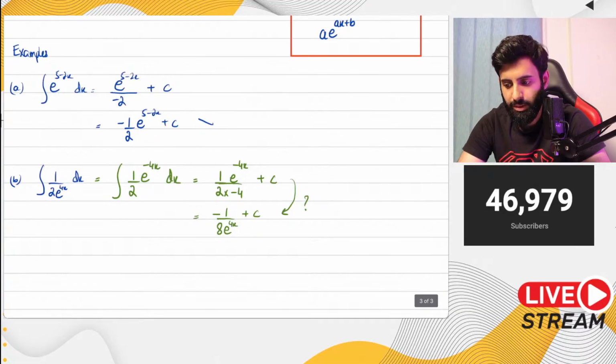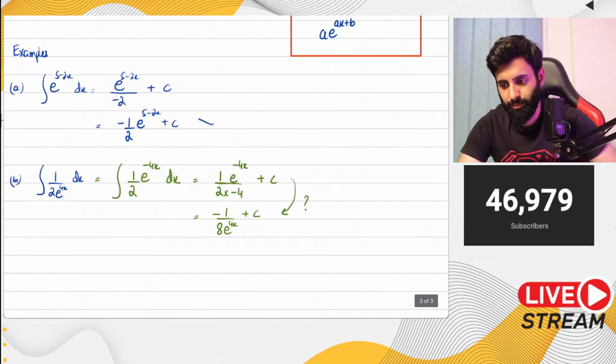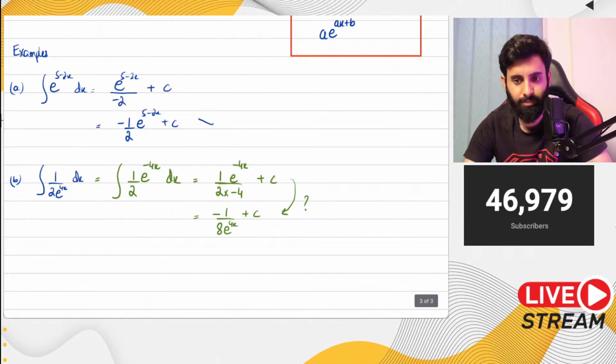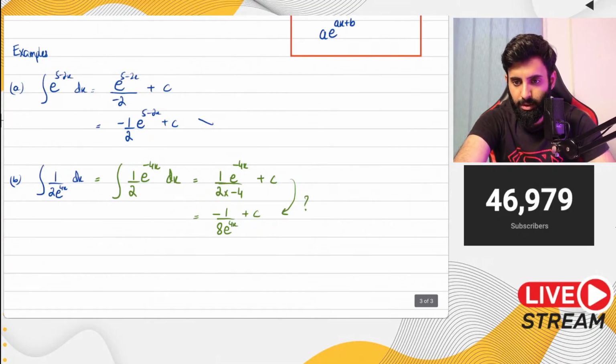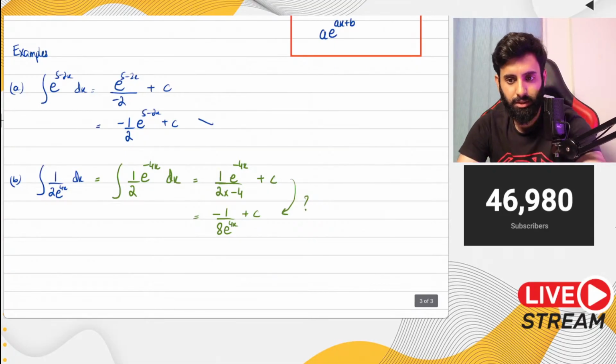Yep, I've used the rule of indices. I've taken the reciprocal, and that's what's happened. Now, in the denominator, it would be the positive power. Yes, that is correct.